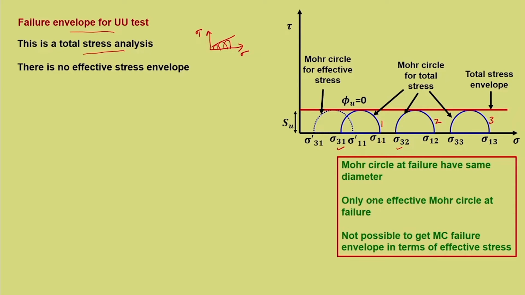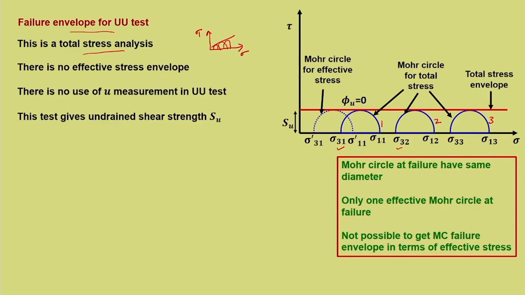Okay. So, Mohr circles at failure have same diameter, I have already explained. Only one effective Mohr circle at failure, I have explained what is the reason, because there is a corresponding increase in the pore water pressure. For sigma 3.1 there is U1, sigma 3.2 proportionally it is increasing by U2, sigma 3.3 proportionally it is increasing to U3. So, there is no scope for any sort of changes, not possible to get Mohr Coulomb failure envelope in terms of effective stress. So, there is no use of U measurement in UU test. Now, possibly you will appreciate this point, why there is no need of pore water pressure measurement. Even if you measure, you are not going to get any effective stress envelope.